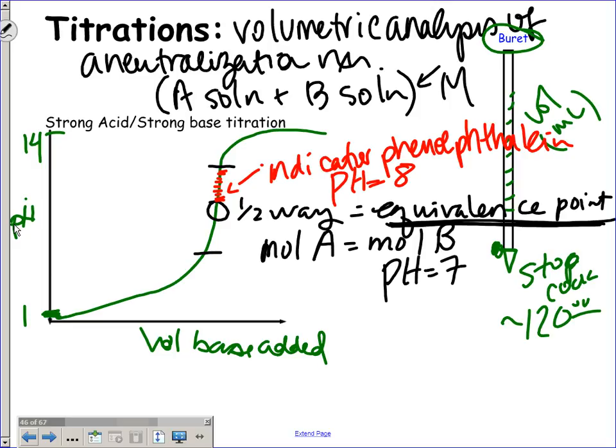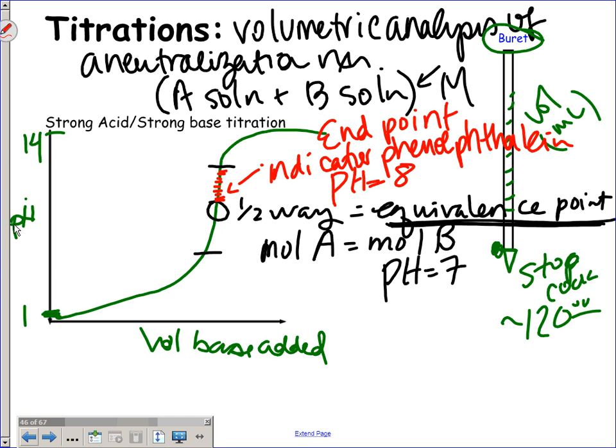If I use a good indicator, I didn't label this. When the indicator changes color, it's called the end point. Notice how similar those are. End point is when the color changes. Equivalence point is when the moles equals moles. But we really want those very close because I can't see this pH changing. It's clear, clear, clear, clear. Oh my God, it's pink. That's what I see in a titration. So we want to choose our indicator so that they very closely match the end point and the equivalence point. And that's pretty close, right? 7 and 8, that's pretty close.